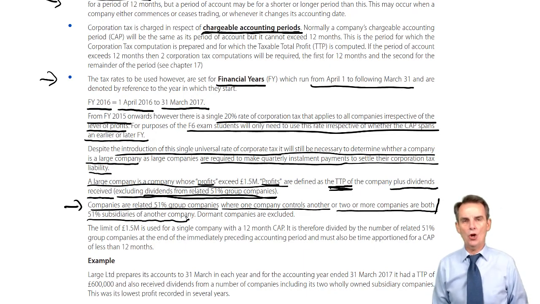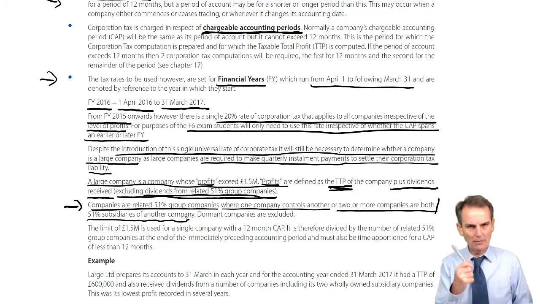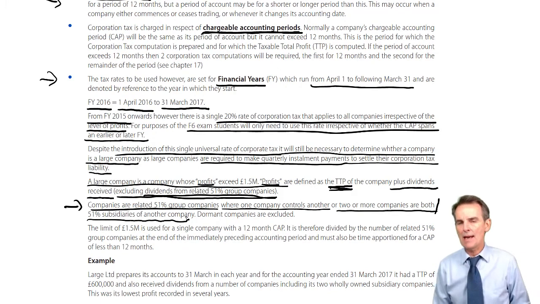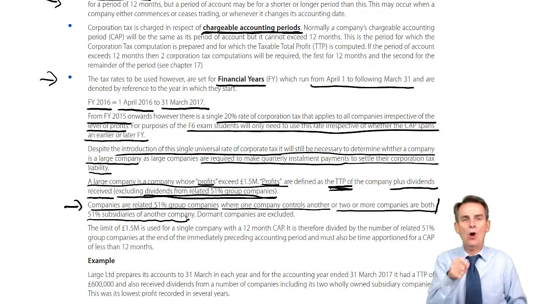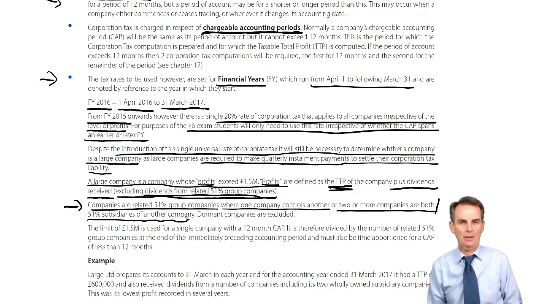But it's going to be relevant to know how many related 51% group companies there are in a group of companies. Now the reason why we need to know it, and I repeat again: parent company, two wholly owned subsidiaries, there are three related 51% group companies.